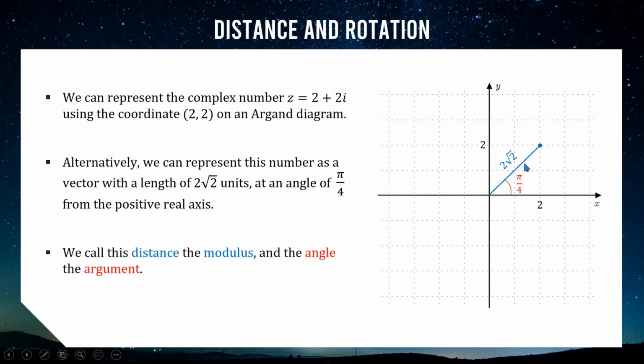So this blue distance from the center, in complex numbers, we refer to this as the modulus of the number, and the angle of rotation, we're going to refer to it as the argument. Why do we call this the modulus and the argument? That's a really good question.